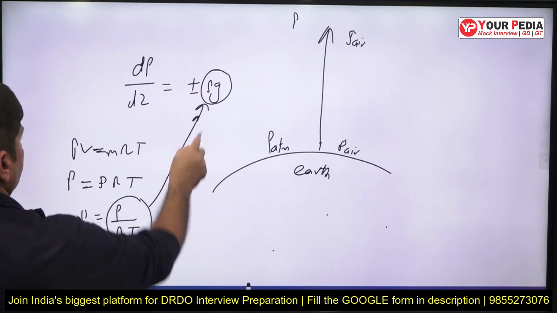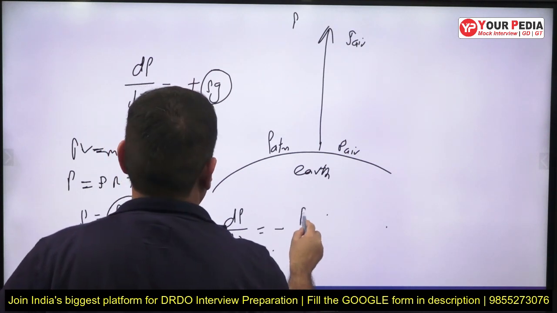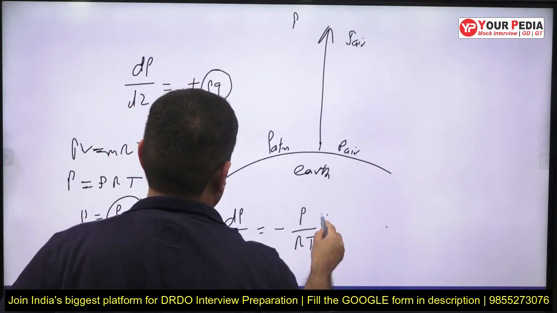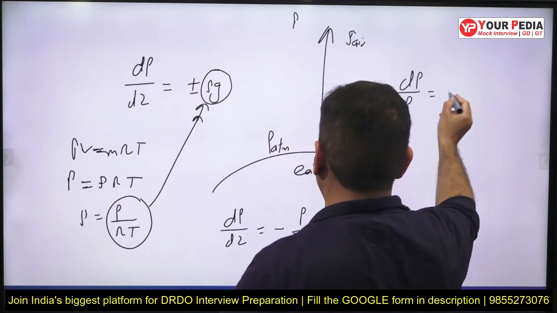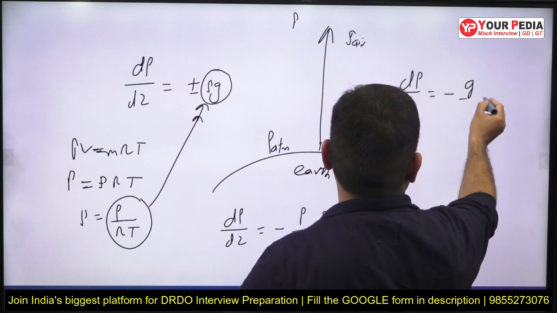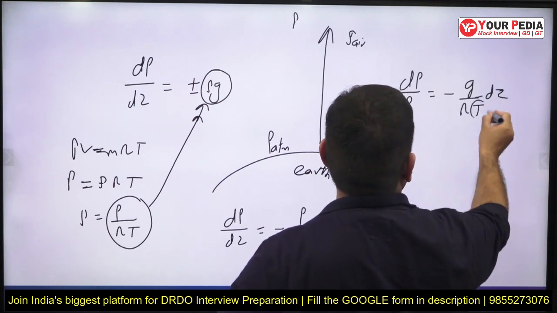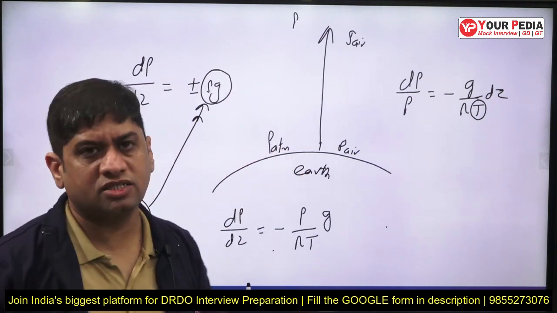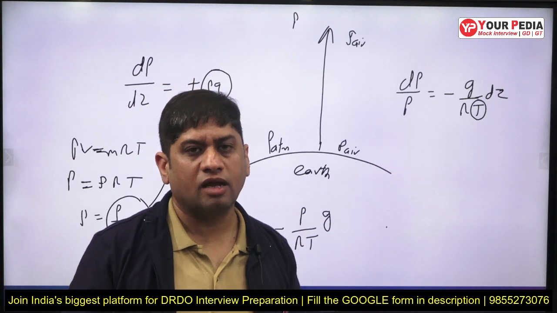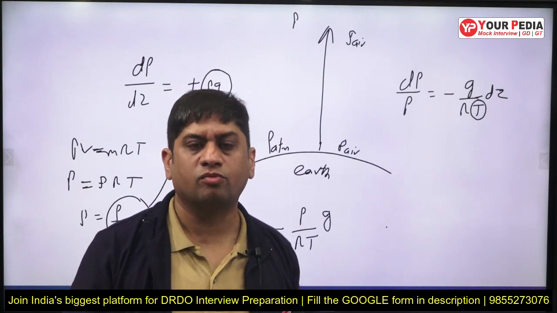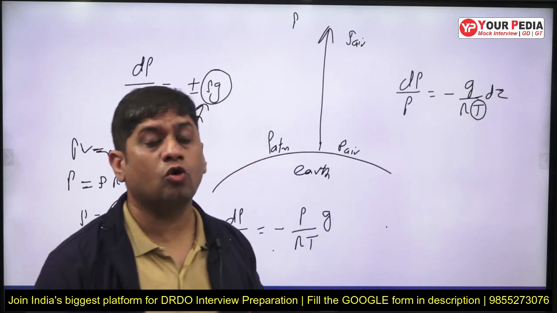P over RT. So you go there. dP by dz is equal to minus P over RT into G. Now from here, dP by P can be minus G by RT into dz. Now I need to assume that temperature is constant. Suppose I assume temperature is constant, then this can be log of P is equal to this. That formula will come.